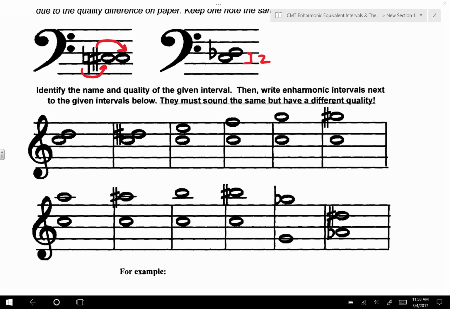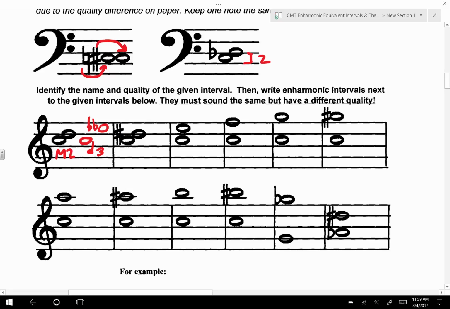So let's try the first example together. I'm in treble clef. I have a C and a D. That's identified as a major second. Decide now which note you want to keep the same and which one you want to make the inharmonic equivalent of. I'll keep C the same. That means D is the inharmonic equivalent to what? Well, the first thing that comes to mind is an E double flat. Now, name the specific interval from C to E double flat, and you'll realize that is a diminished third.